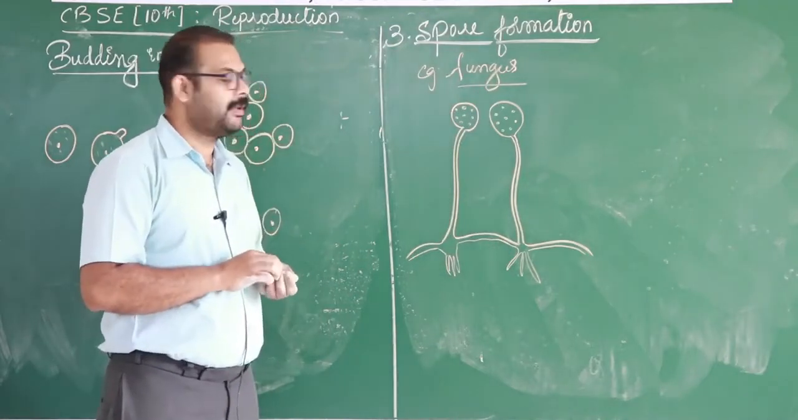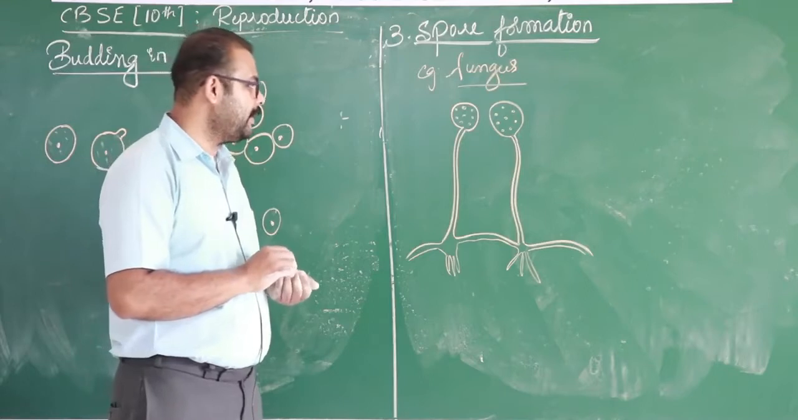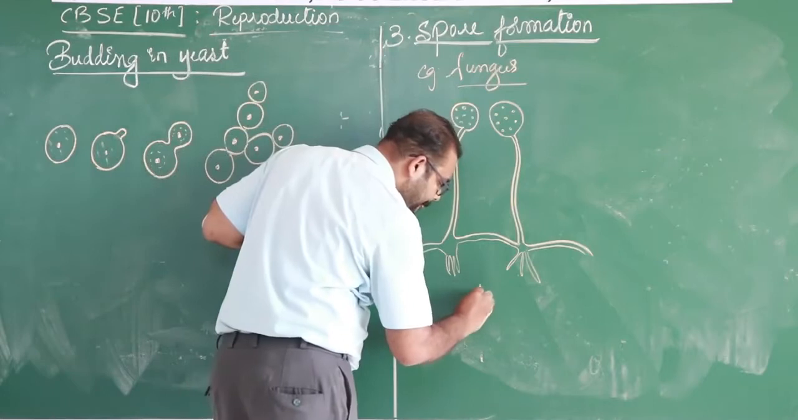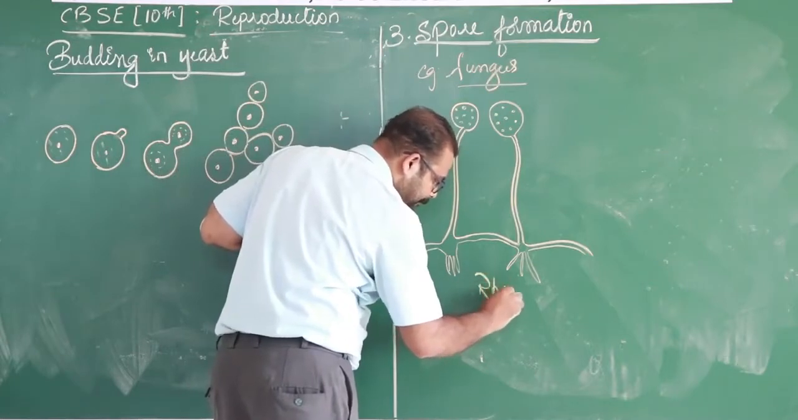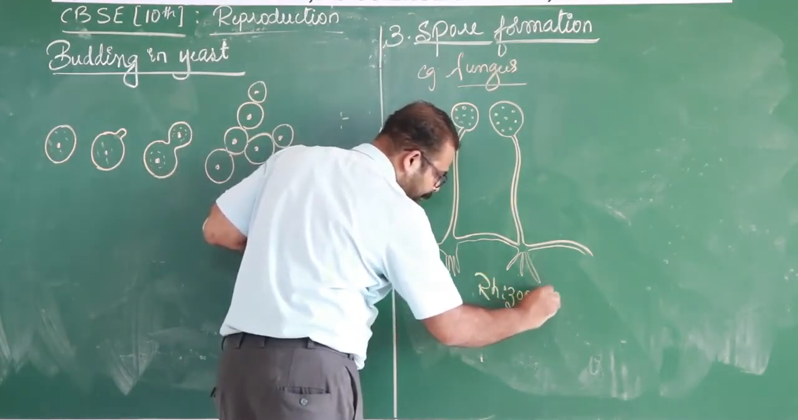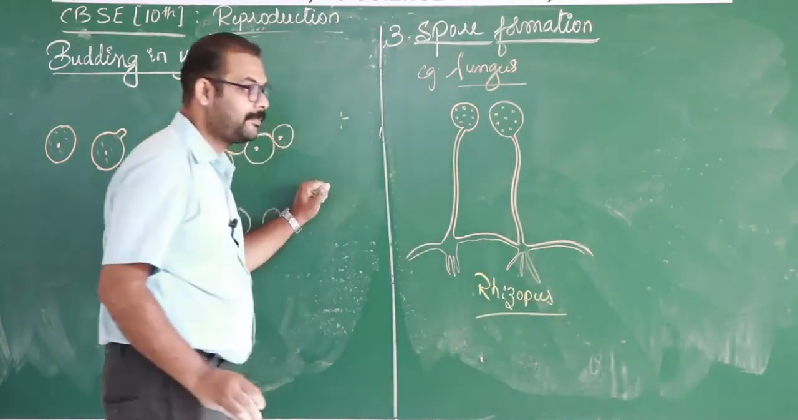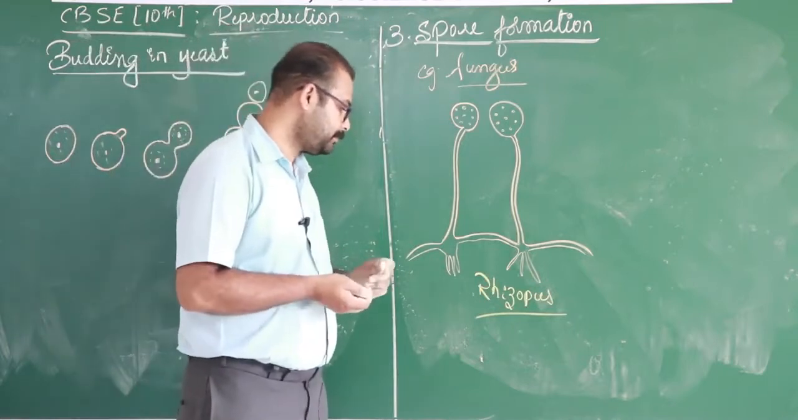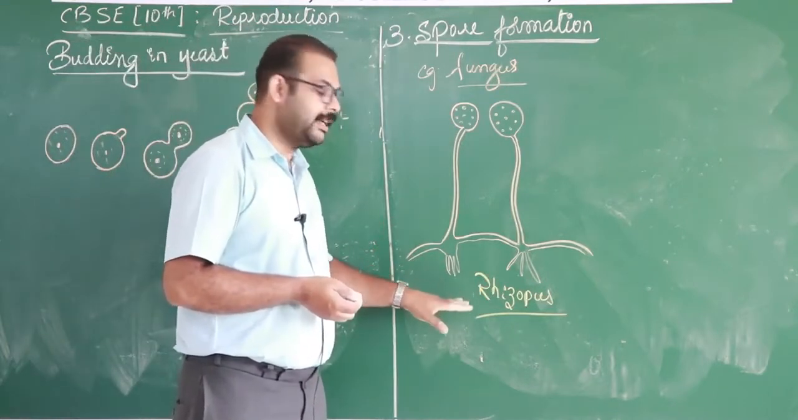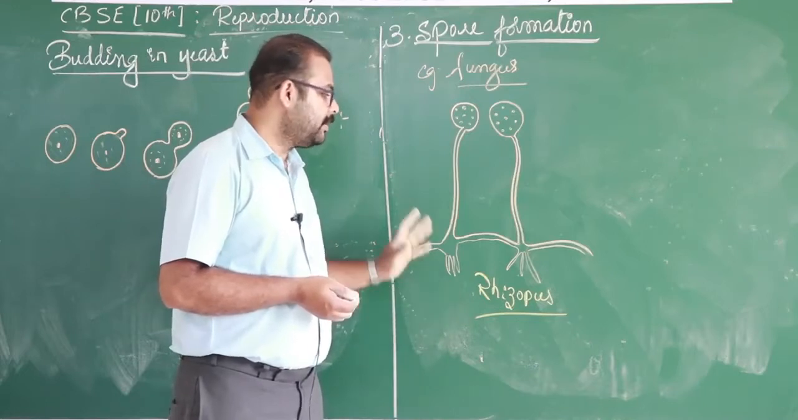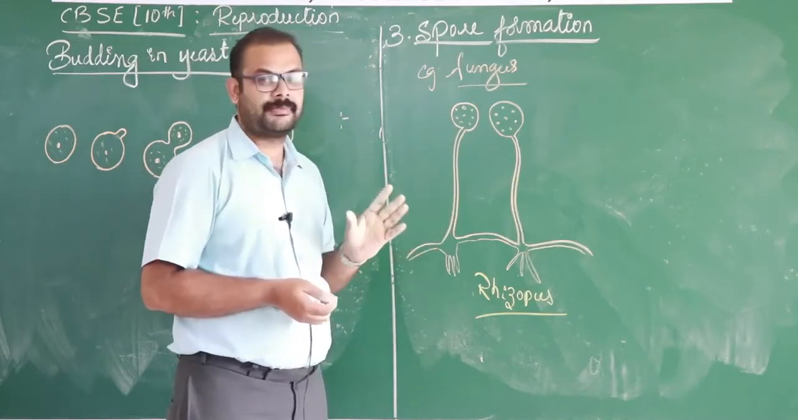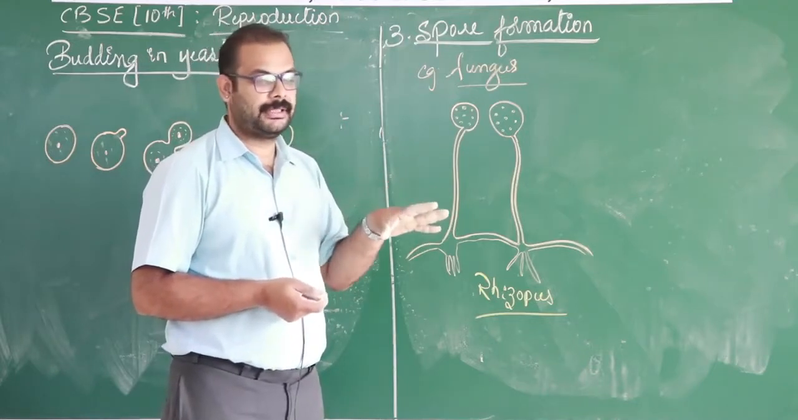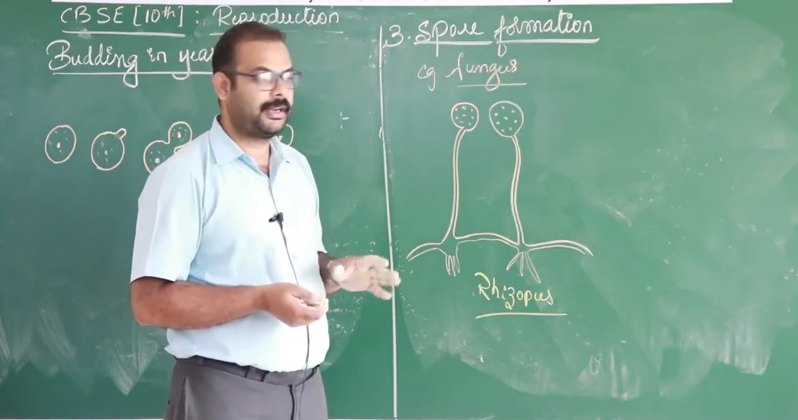Okay, so next one, spore formation. An example is Rhizopus. Rhizopus is a fungus. As I said, fungi reproduce by spores. These spores are always present in the air. Whenever they get a good substratum, they develop into a new organism.